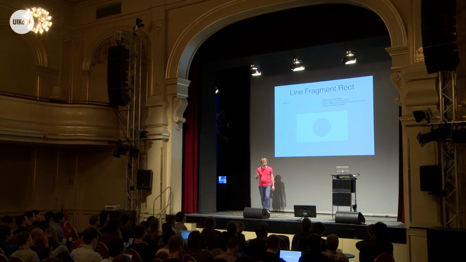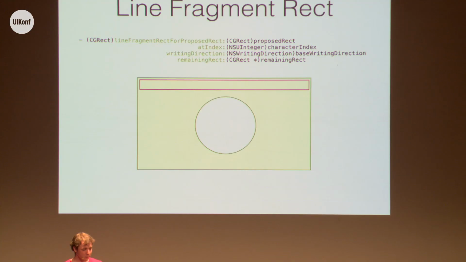How does it work? The API will be called with a proposed rect, which is given to you like this one, the red one. It says, hey, I know how wide you are. Here is a proposed rect for one line. Then you are told where it is and what direction you're going in, and you're asked to return a rect that is to be used as the line. In this case, it's very simple. It's all good. The line should be there like it was proposed, so we just return the proposed rect.